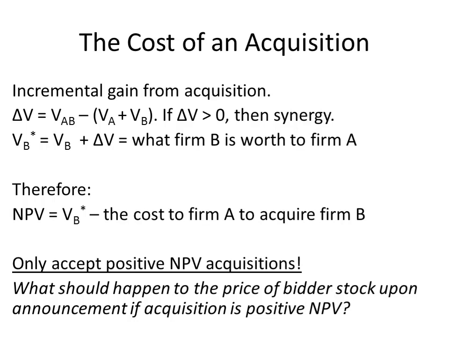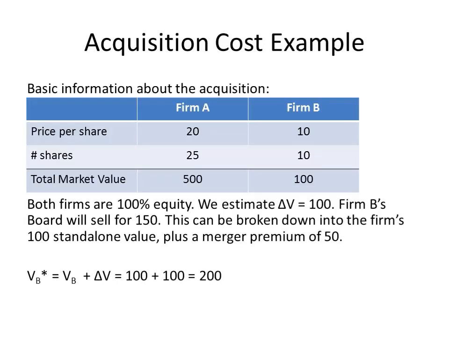Usually their stock price goes down. We're going to work a couple of examples using acquisition costs. I present some basic information about the acquisition here. Once again, firm A is the bidder and firm B is the target.